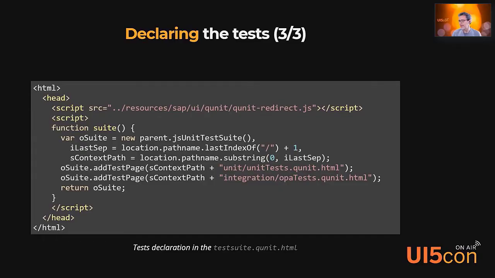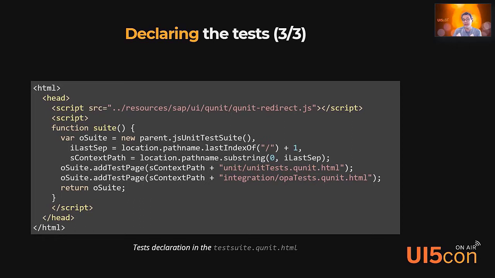So when you declare the test suite page, this is what you see on the slide right now. You have typically one script that is being included that is coming from UI5, which is called qunit-redirect. And this page does whatever it has to do so that at some point, the suite function that you see on the slide here will be executed in a context where it gets a unit test suite object on which you add some test pages.